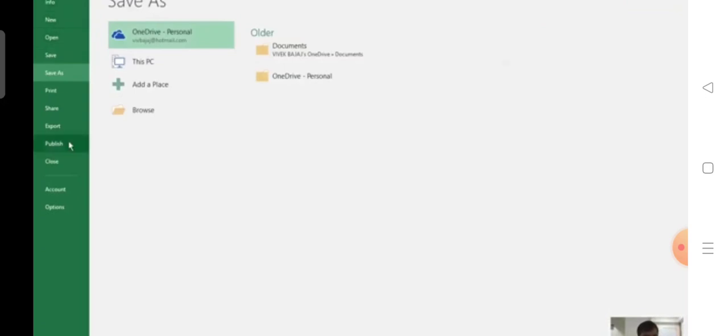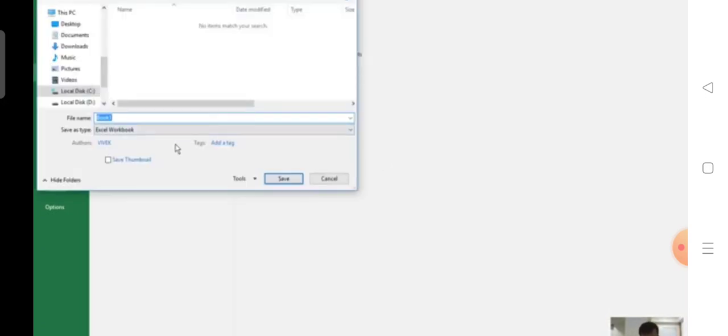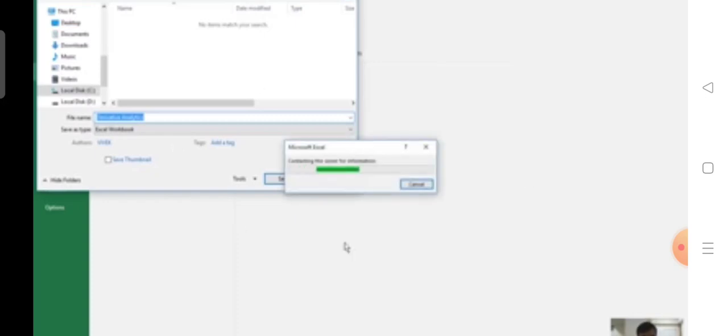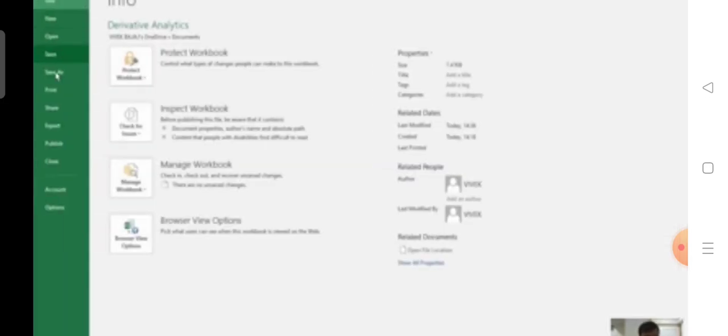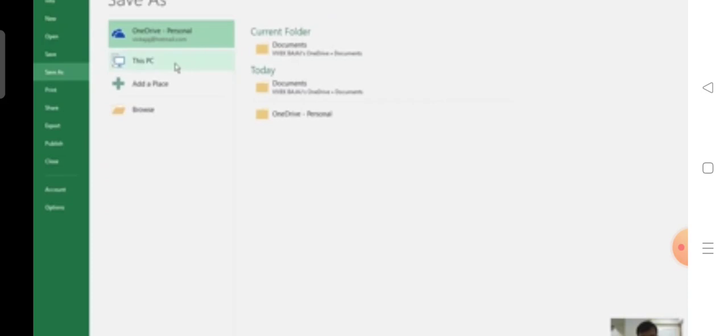So in this sheet, I'm going to save the sheet as derivative matrix. Okay, let me save it on the desktop.